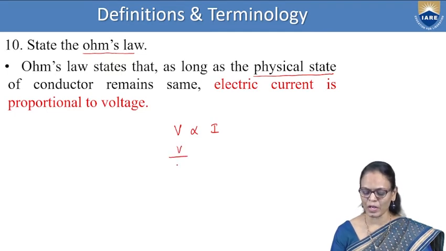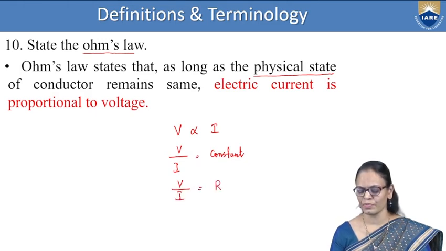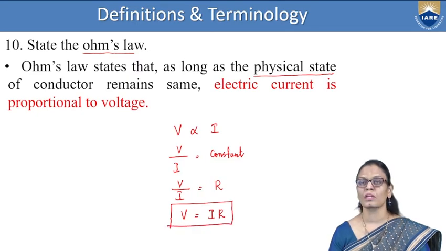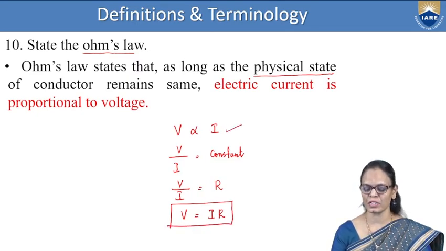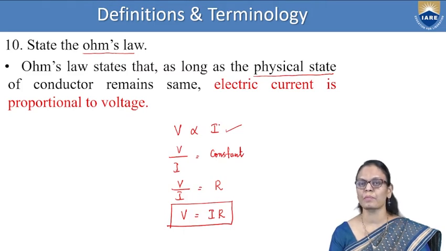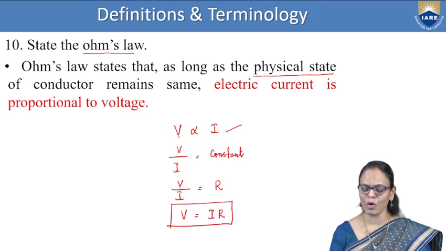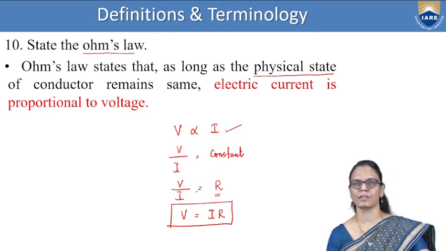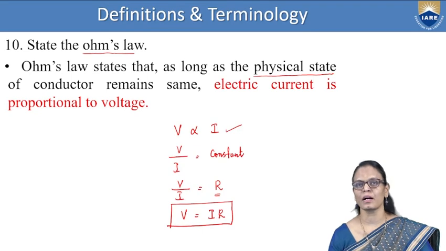Or V upon I must be a constant. And this constant is the resistance of the conductor. So, we can write it as V is equal to IR. This is the famous form of Ohm's law. It comes from the basic definition that the voltage is directly proportional to the current. The more the applied voltage, the more the current. And it is a constant which depends upon the resistance in the circuit. So, V is equal to IR.